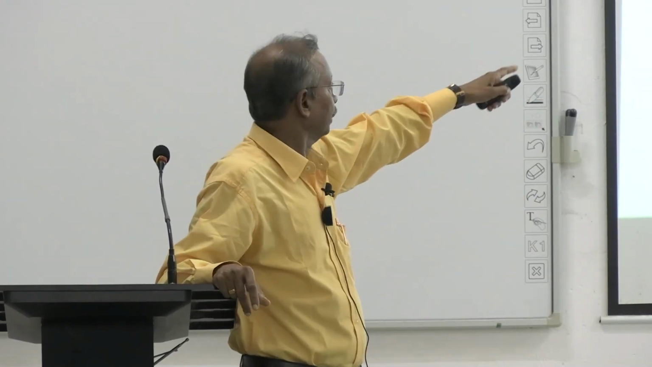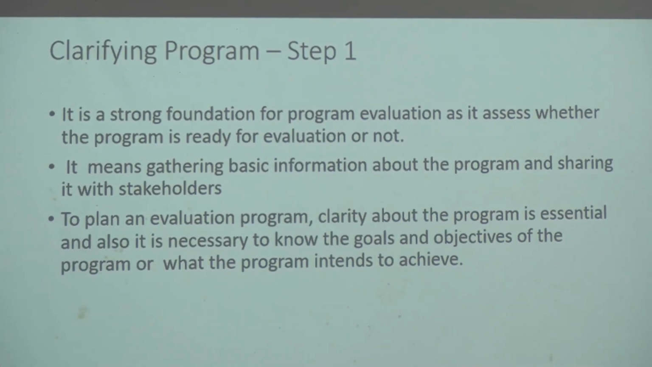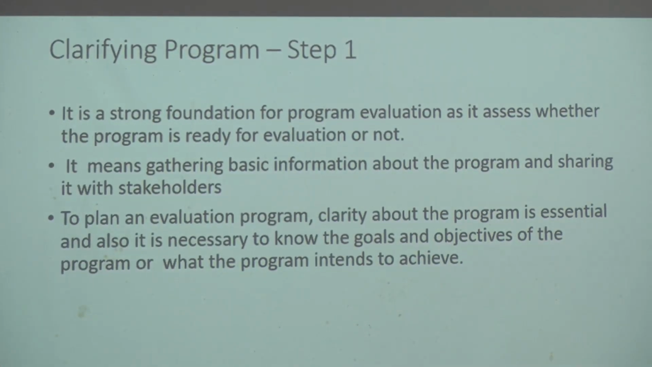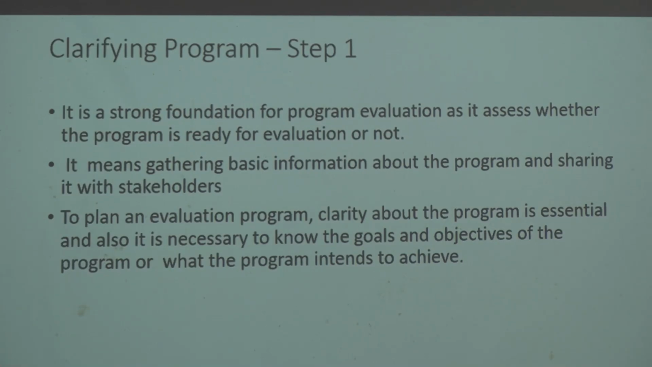To plan an evaluation program, this clarification is required, or rather it is essential, to know the goals and objectives of the program or what the program intends to achieve. That means before starting any evaluation program, we have to know in detail what the program was, what things were implemented and by whom, what the objectives or goals of the program are, and what the outcome of the program was also. This is called clarification of program.